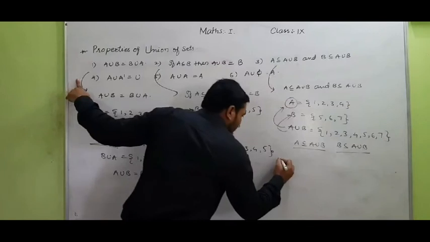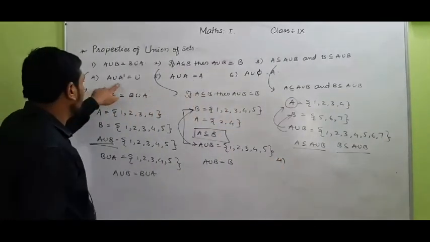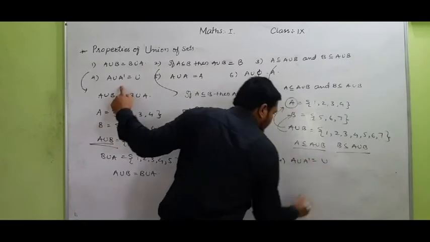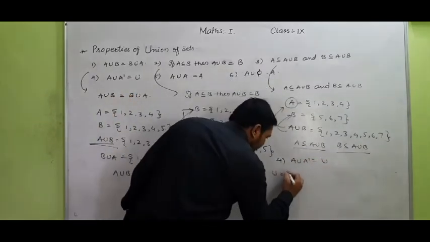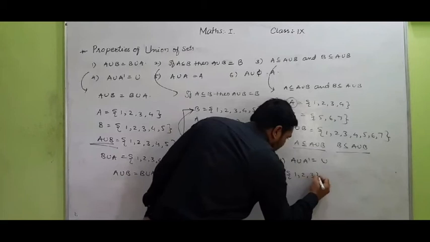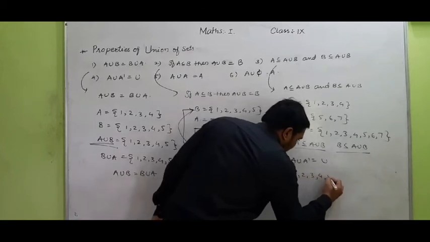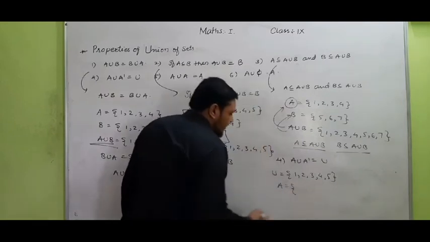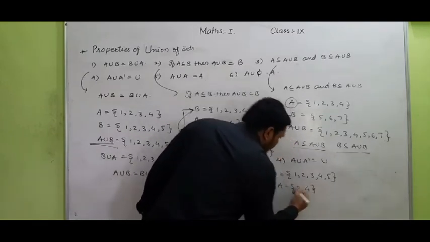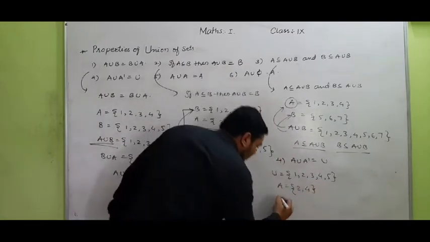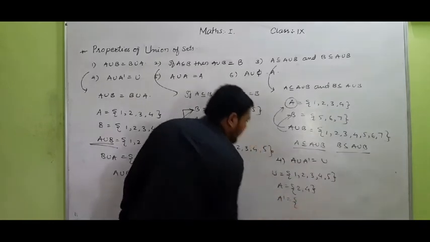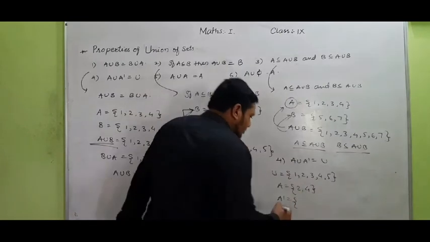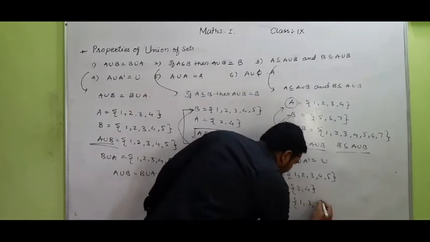The fourth property is A union A complement is equal to U. For this we have to take one universal set, 1, 2, 3, 4, 5. Now we will take one set A, which is a subset of this universal set, that contains the elements 2, 4. Now we will find the complement of A. A complement will contain all the elements of the universal set except 2 and 4, so this will contain the elements 1, 3, 5.